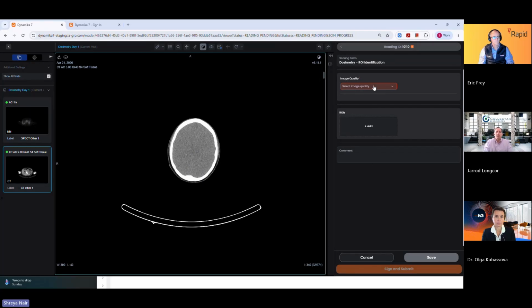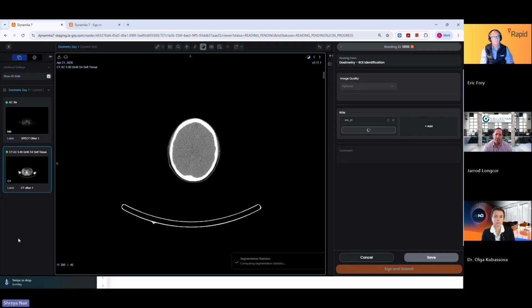So on the right-hand side, we provided a very basic electronic case reporting form where they need to provide a basic image quality assessment. So if they think the image quality is optimal, and to begin drawing the ROIs, they would click on this particular card, and this would launch the segmentation tool. So we've kind of integrated the segmentation process within the same viewer.